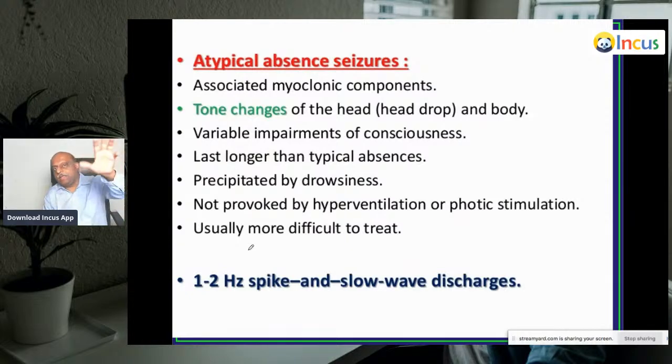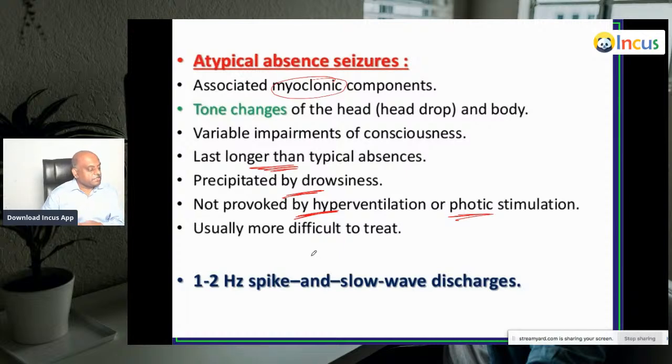Okay, so what is a typical absence seizure? If an absence seizure has a myoclonic component and even an atonic component, suddenly there is a head drop, and normally lasts 10 to 20 seconds. If it is lasting longer, you call it atypical. And if postictal confusion is there, you call it atypical. Not provoked by hyperventilation or photic stimulation. And atypical absences are more difficult to treat. And if you do an EEG, it is not 2.5 to 3.5, rather 1 to 2 hertz spike and slow wave discharges is what you need to remember.